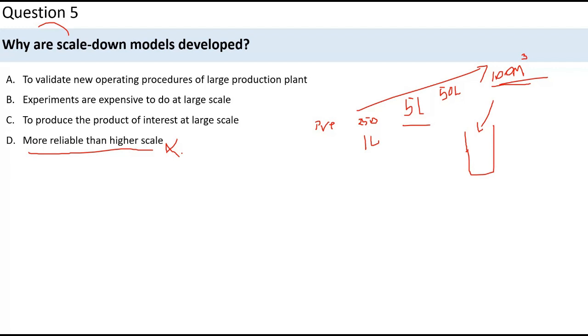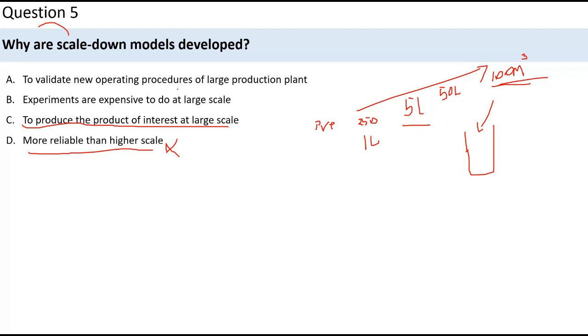So we really can't produce this 100 meter cube by splitting it into 5 liter or 50 liter reductions. So option D is nowhere related to what is being asked in the question. Option C is to produce a product of interest at large scale. Anyway, this is going to be done, so that's what scale up talks about. For that, we will not do any scale down.